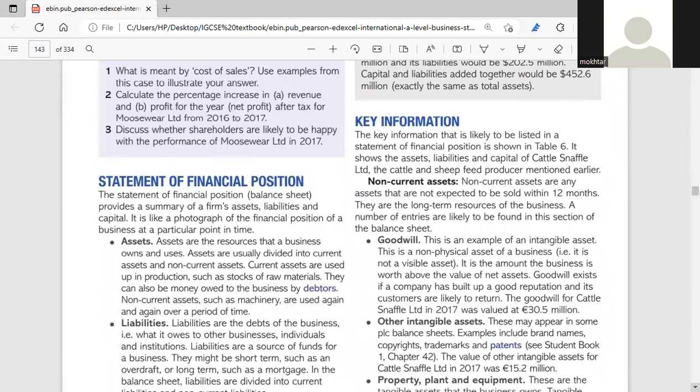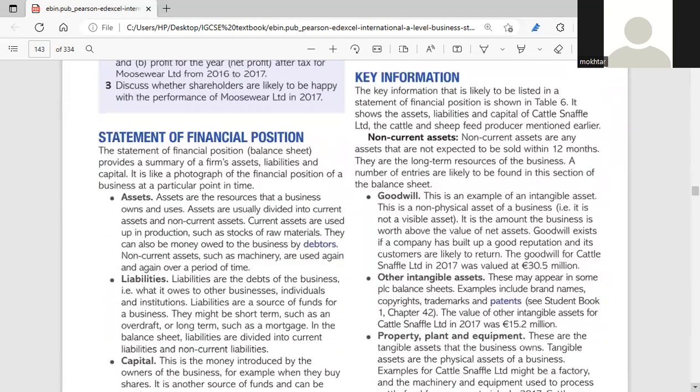Then what are the key information or the items in the statement of financial position? We have the non-current assets. When we talk about non-current assets, we're talking about assets that can last longer in the business. They can last more than a year. We call them non-current assets. So in the balance sheet, we have examples of them.